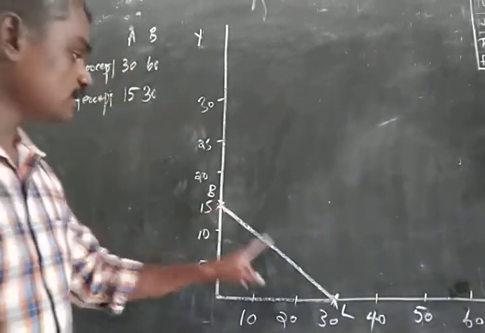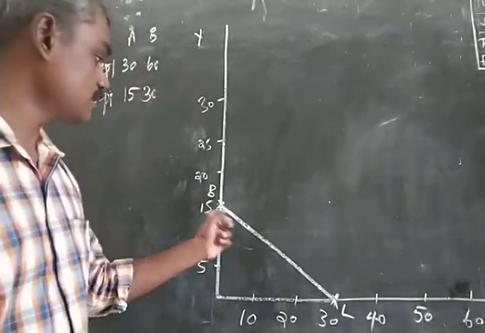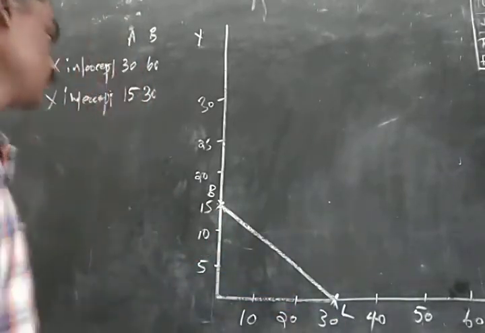So 15 will be the Y-intercept and 30 will be the X-intercept.